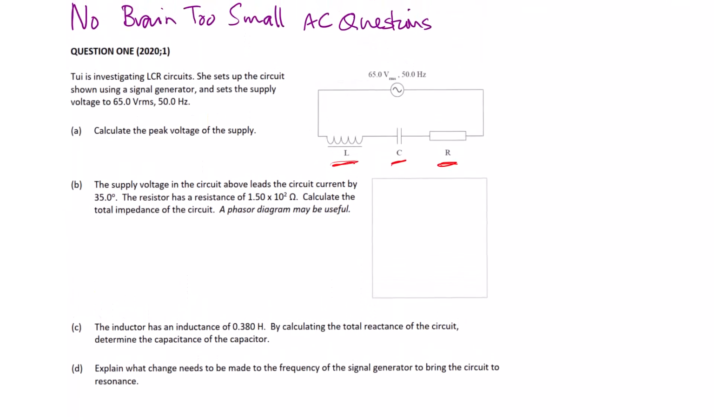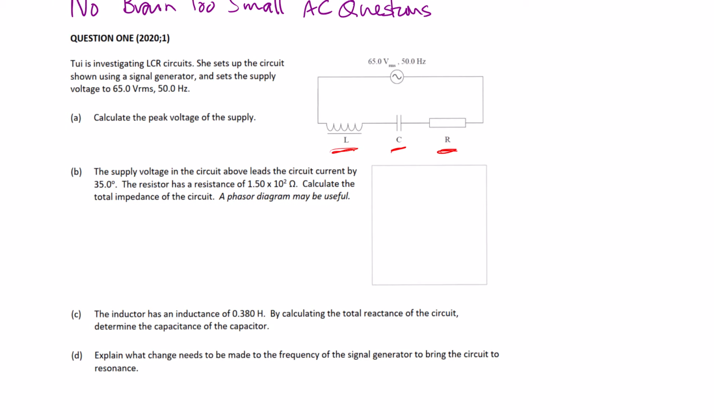And we've got our first question: calculate the peak voltage of the supply. And we've got that the maximum voltage, the peak voltage, is equal to square root 2 times the RMS voltage. So that's equal to 1.414 times 65 volts. So that should give us 91.9 volts. And again, three significant figures in the answer.